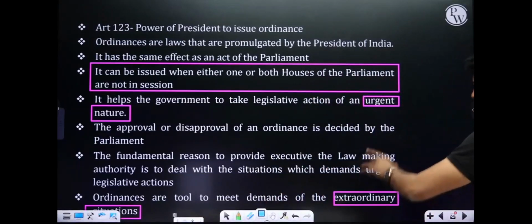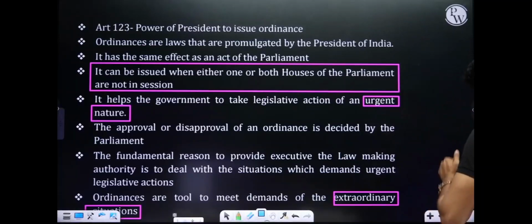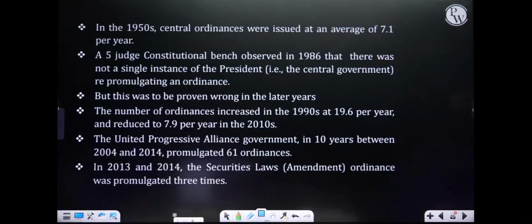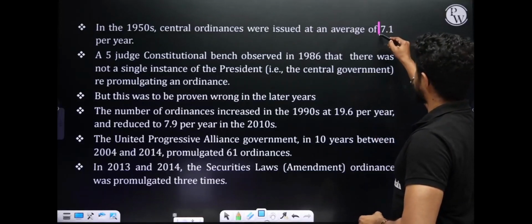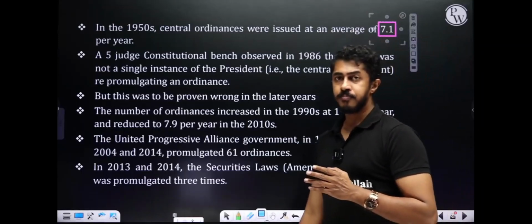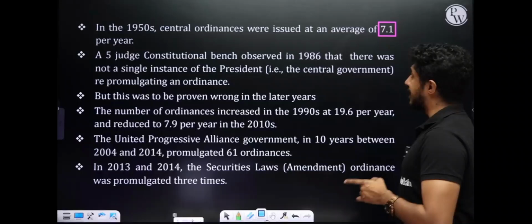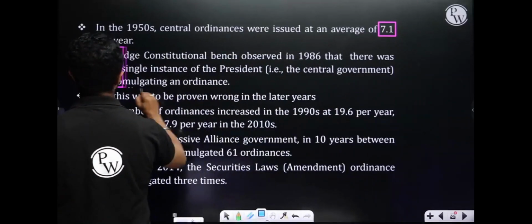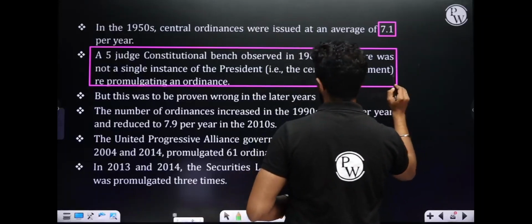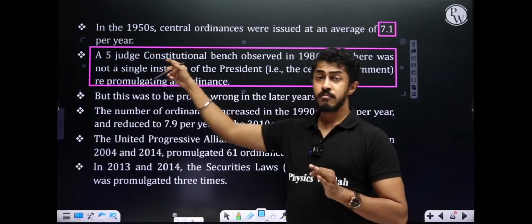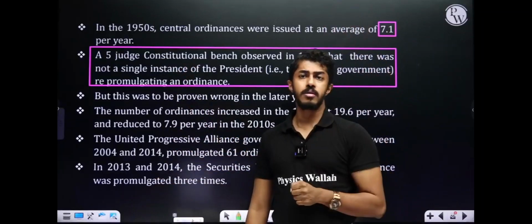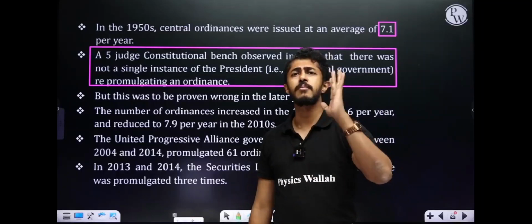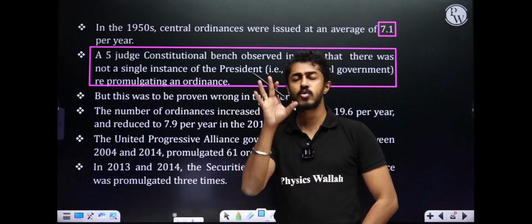Let us see. This is what is there in the Constitution. But we are more interested in analyzing it. In the 1950s, central ordinances were issued at an average of 7.1 per year. A 5-judge constitutional bench of the Supreme Court observed in 1986 that there was not a single instance of the president, that is the central government, re-promulgating an ordinance. Till 1986, that was true.